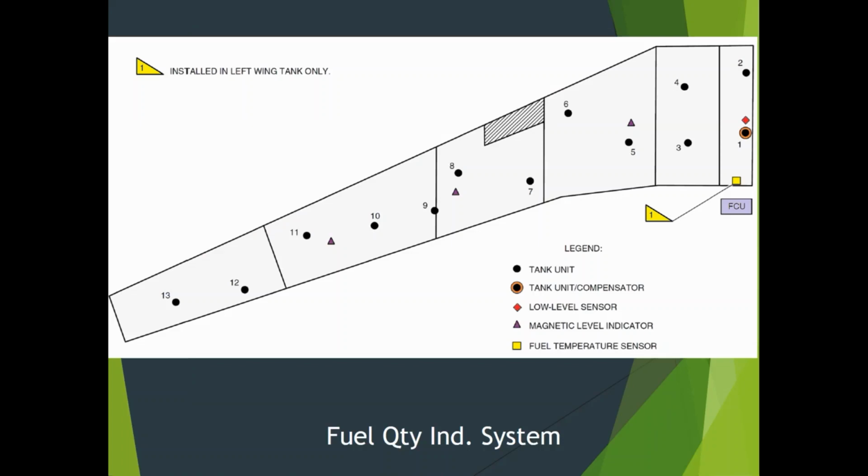Okay. And then we've got a fuel temperature sensor here. Now this plane doesn't show the densitometer here, but there's a densitometer in the right wing.